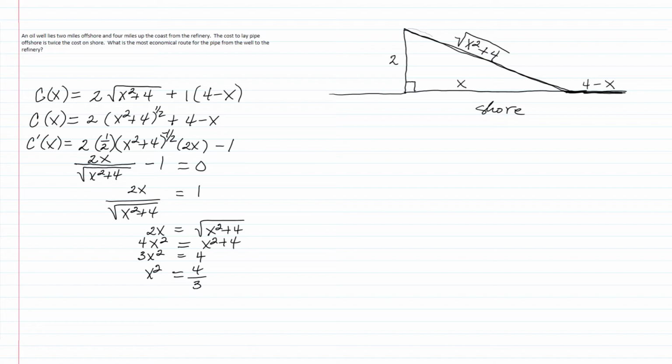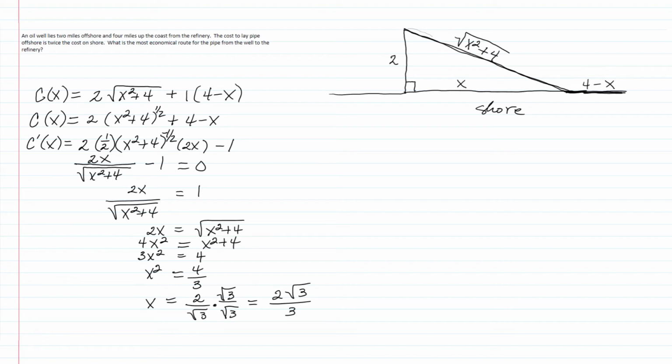Okay. Take the square root of both sides. We're going to see that x is going to equal 2 over the square root of 3. And we can rationalize that denominator if you want to. So we can say that that's going to be 2 root 3 over 3. And that's what x is going to equal.